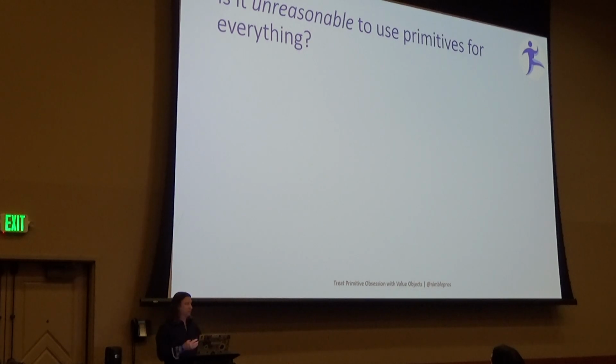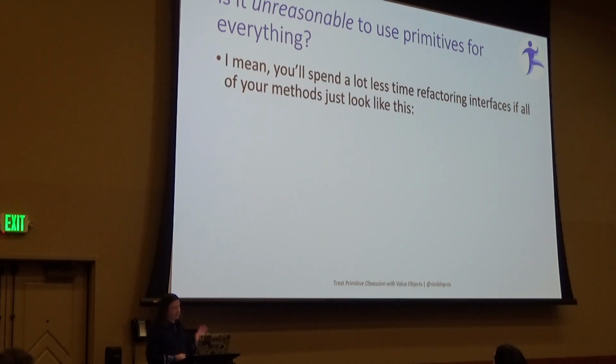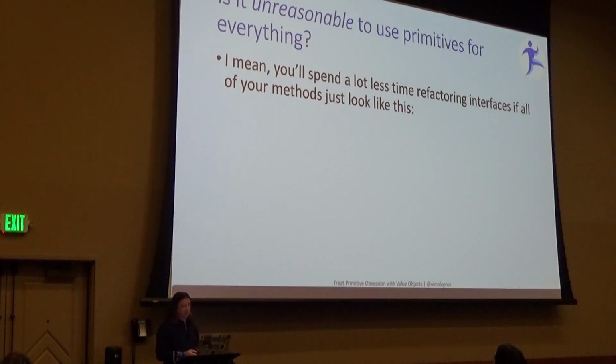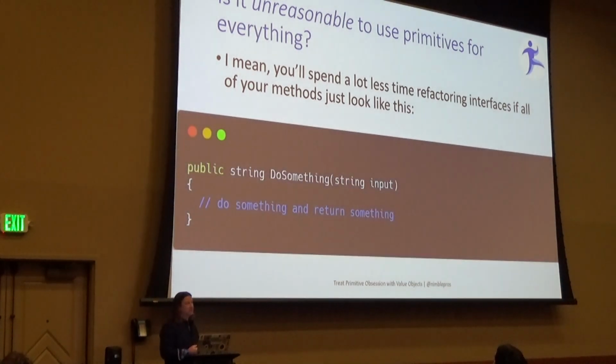And many of us probably do or have, because it's easy, right? Like you don't have to write any extra code. You say everything's a string or an int or whatever, and things mostly work. So you'll spend a lot less time in a strongly typed language having to fix things and refactor things and to change method signatures if all of your methods just look like this. You have some string return type, and you have some method that does whatever you need it to do, and it takes in a string.